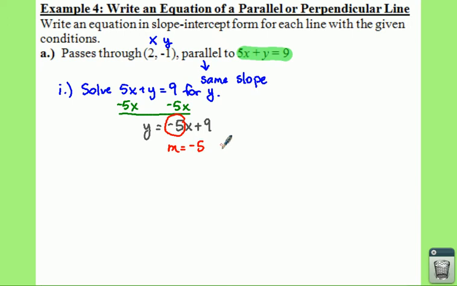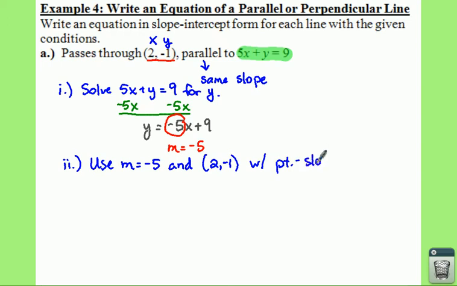We're going to use that slope, and we're going to use our point that we're given along with point slope form, the formula for point slope form, to write our equation. So this is basically just like example 3, where we're going to use a slope and a point, which in this case is 2, negative 1, with point slope form. Point slope form is y minus y1 equals your slope times the quantity of x minus x1.